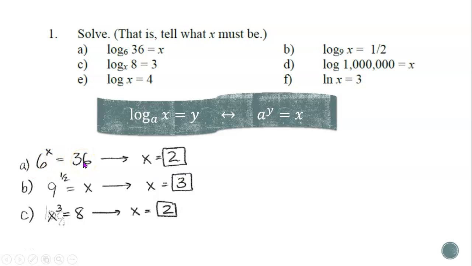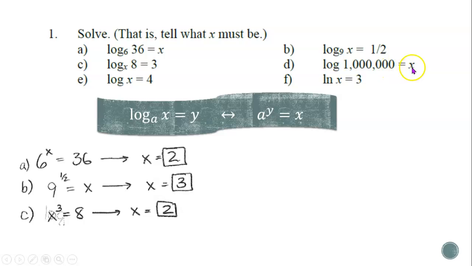Well, the answer is 2. 6 to the 2 power equals 36. 9 to the 1/2 power equals x. Well, 9 to the 1/2 power would be the same as the square root of 9. So x is the square root of 9, which is 3. x to the 3 power equals 8. So we want a number that when you raise it to the 3rd power, you get 8. Well, that number would be 2.